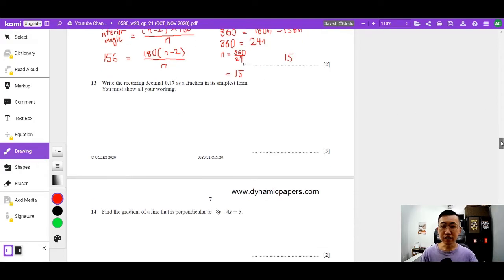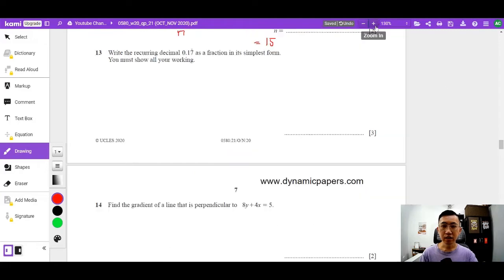Question 13 is a very popular question. I find this question appearing every single year. Write the recurring decimal 0.17 with a dot on top as a fraction in its simplest form. You must show all your working. You have to open your eyes big. See, there's a dot on top of the 7. It means the 7 is repeated.